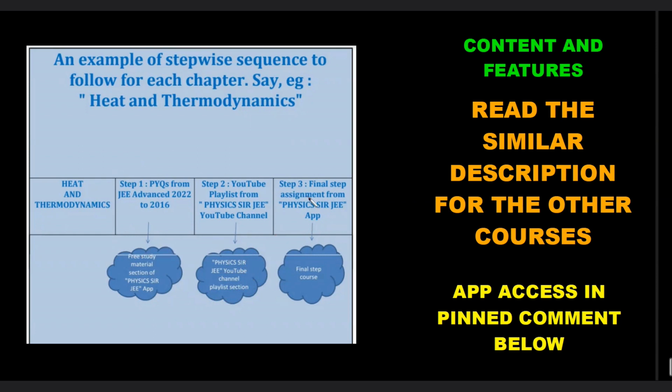Step three comes to the students who have purchased this course. You go to the app and take the final step assignment of heat and thermodynamics. If you are looking at basic practice, do level one, or finish level two. So these are the three steps when I say heat and thermodynamics in that planner that I'm going to show.